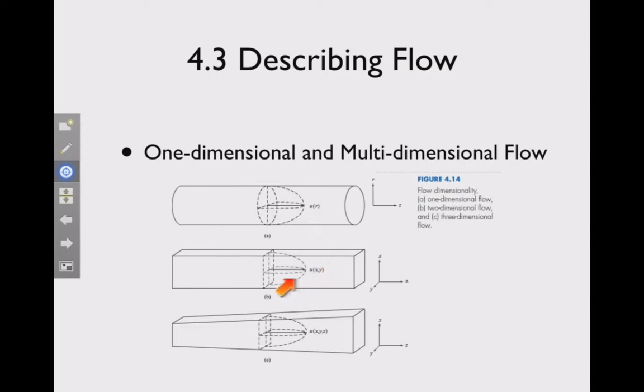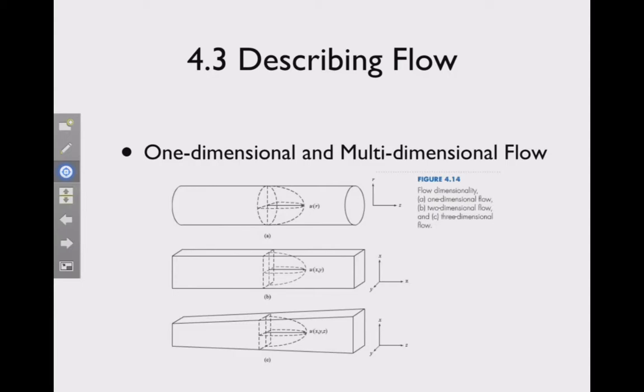In this case, we have two-dimensional flow because it's a square box, and we actually have flow in both the x and y. It's quite likely that in this case, since it is a square channel, the flow in x and y will be equal, unless, for instance, the roughness of the sides of the wall are different or something like that.